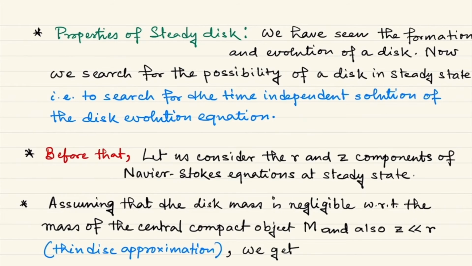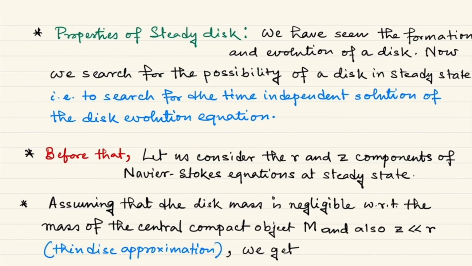Now the next part is the properties of steady disk. Till now we have been discussing the evolution of the disk, and we have seen that starting from some initial mass, if we assume, and that was also an assumption, that the initial mass was in the form of a ring, then it got diffused by virtue of viscosity. Now we will see what happens if the disk reaches some steady state.